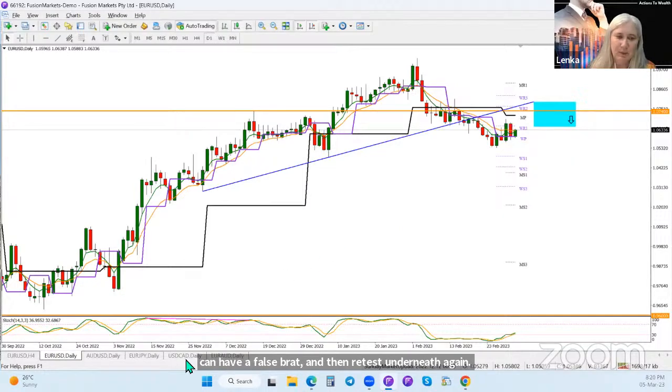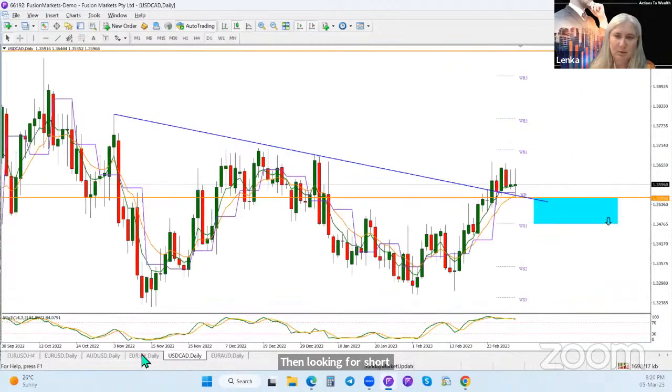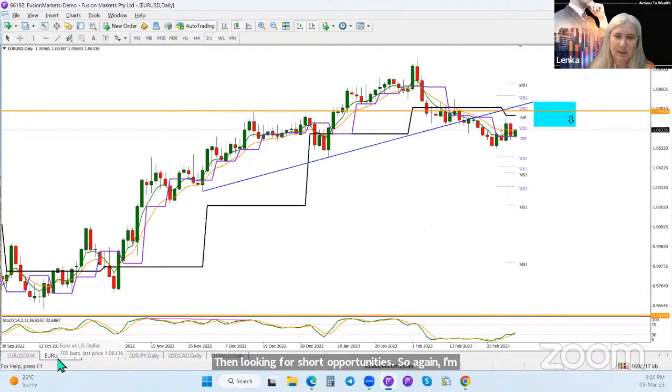So again, I'm looking at those two currency pairs to trade them simultaneously and see which setup actually plays out. I'm expecting that one will and the other one won't, because they're negatively correlated. Okay, hope that makes sense.